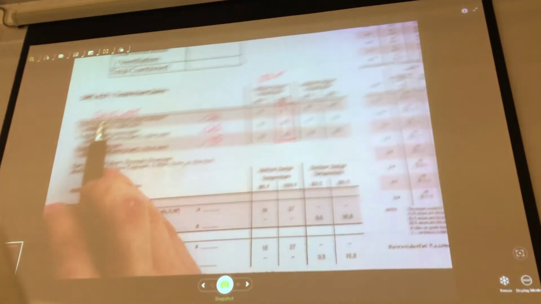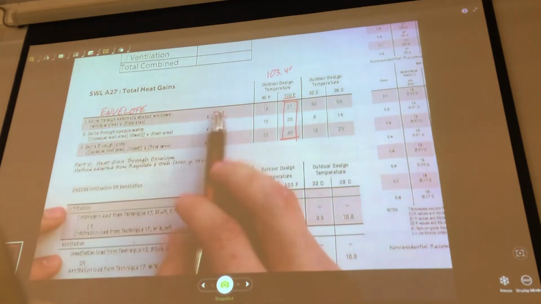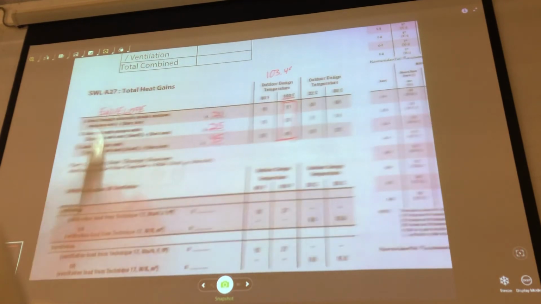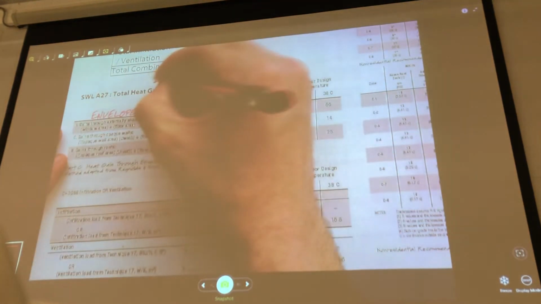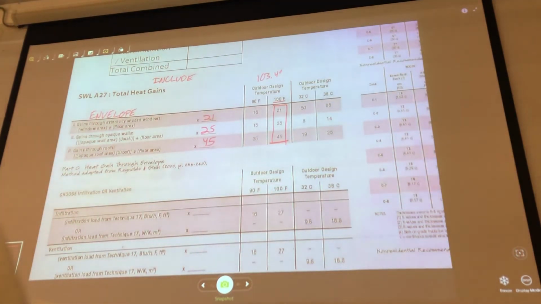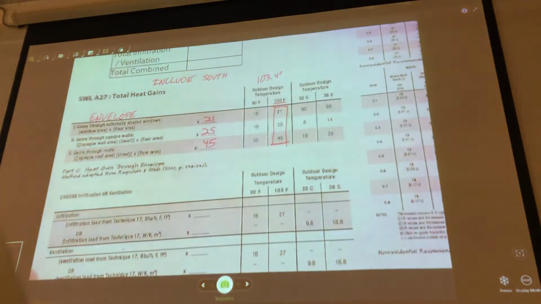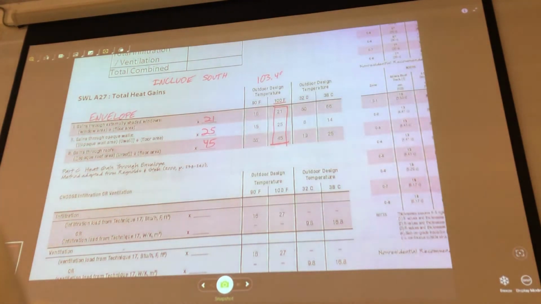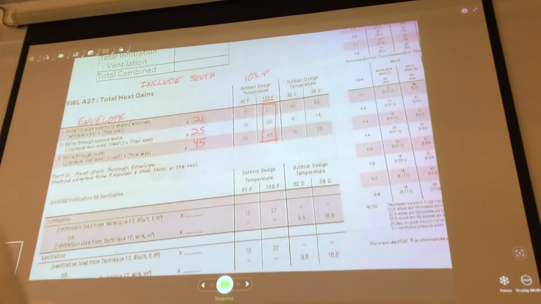So for my windows, all I need is my overall window area divided by my floor area times 21. Now this is all of your windows, including south. In this particular instance, we include our south area because we're looking at worst case scenario. The south is going to be gaining you a lot of heat gains. So include south. In this case, my window area total, let me pull that up real quick.